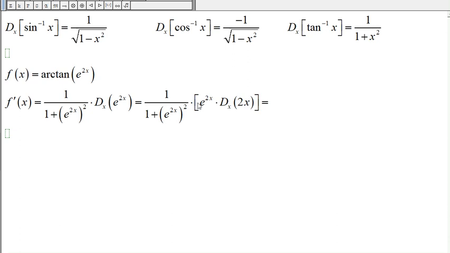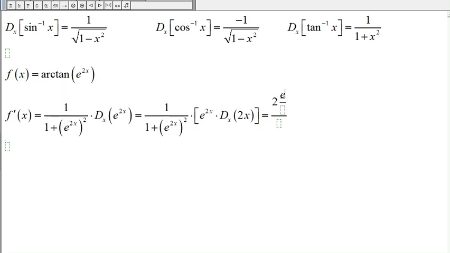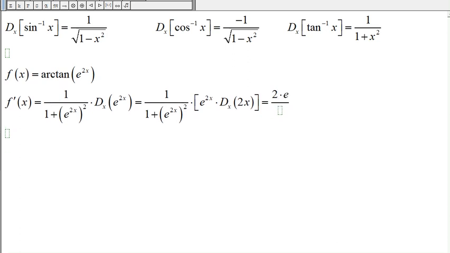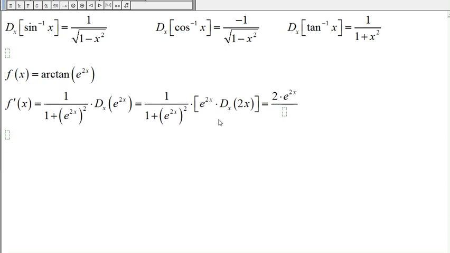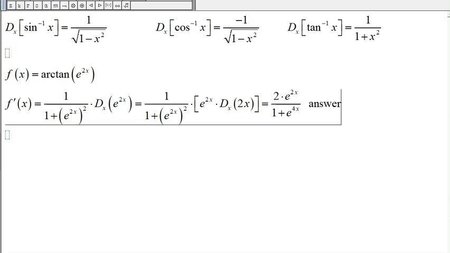And so for this part, we end up with e to the 2x times 2. And so it'd be 2 times e to the 2x. And then this is e to the 2x squared. And so we multiply these two exponents. So we get 1 plus e to the 4x. And this is the answer.